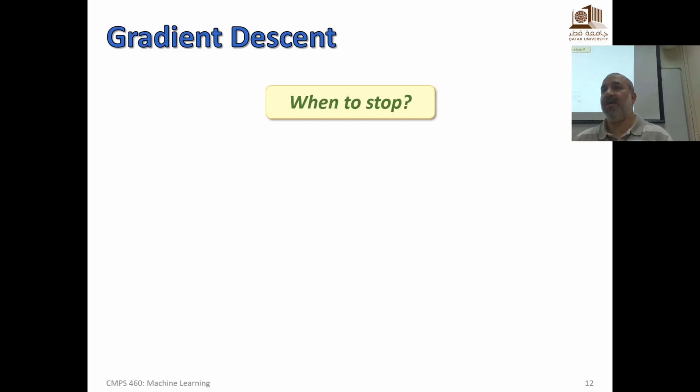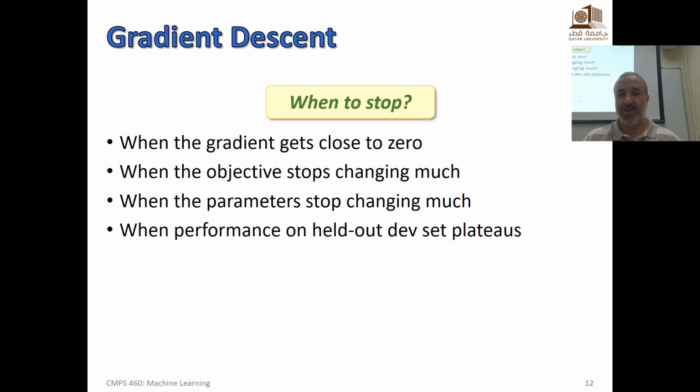Yes, if we test the performance of the model on a dev set, then we can see when the performance will plateau or will be constant. Then we can stop. And we said one more thing: when the objective function itself, which is the loss function in our case, is not changing much, we can also stop. So these are the four things we discussed last time.